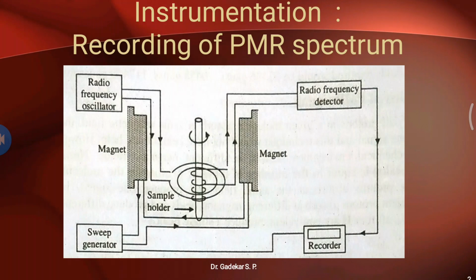Next is the sample holder. What is the function of the sample holder? It consists of a narrow tube which contains a sample dissolved in an appropriate solvent. This tube is constantly rotated so that all sample molecules experience the same magnetic field. That's why it is rotated.